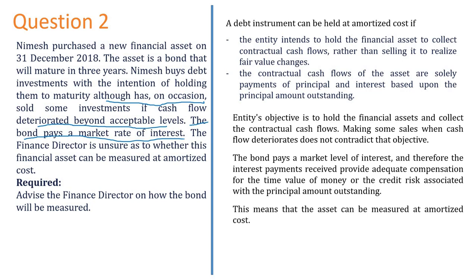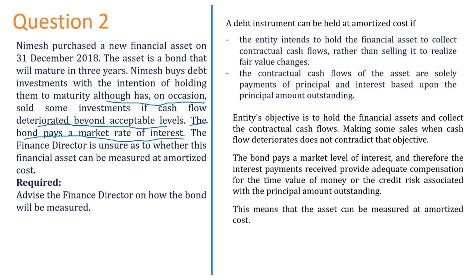Look at this. The entity's objective is to hold the financial asset and collect the contractual cash flows. Making some sales when cash flows deteriorated does not contradict the above objective. What is the purpose? To hold it until maturity. But what happens if a large deterioration comes? Then it has to be classified as fair value, meaning they are selling.